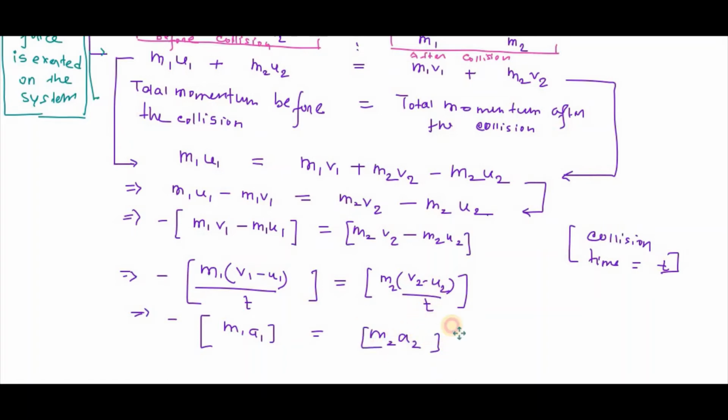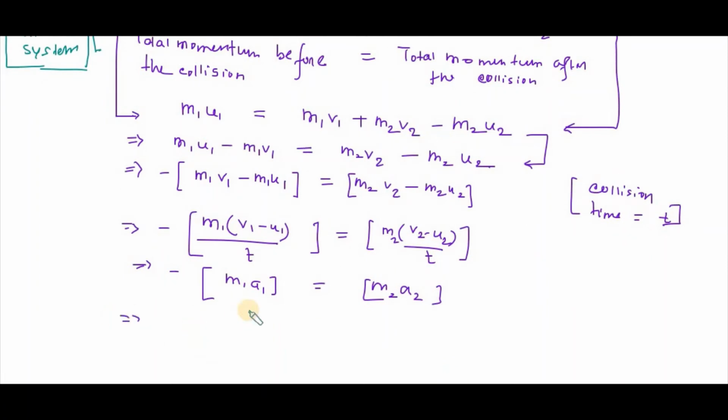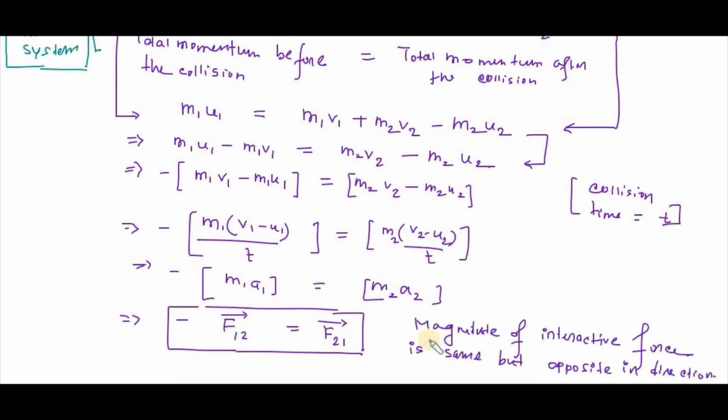So we can say that m1a1 represents the force exerted on the first object due to the second object, f12, and m2a2 represents the force exerted on the second object by the first object. So from these expressions, the forces exerted on each other are the same in magnitude, but the directions are opposite. We can conclude that the magnitude of the interactive force on each other is the same but opposite in direction.